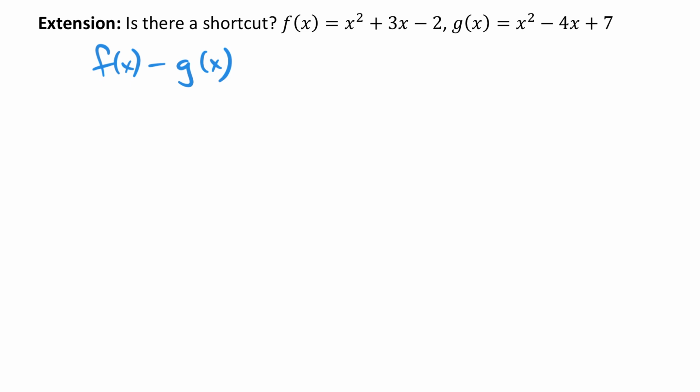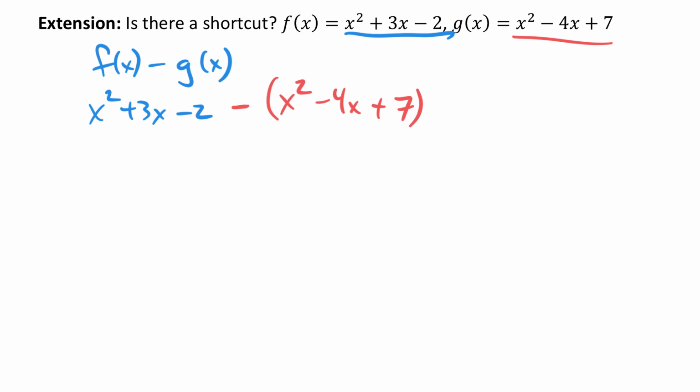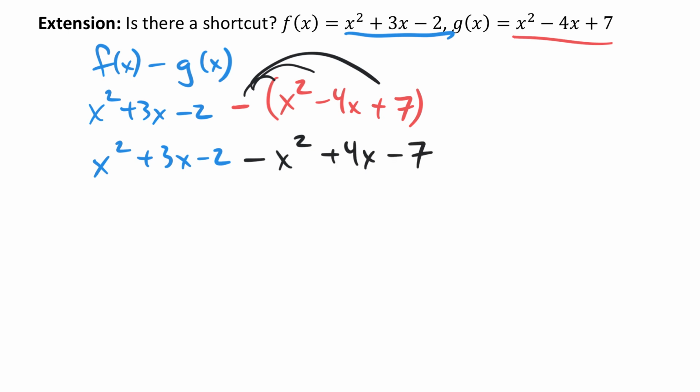All right, so if we plug in f of x here, we'd have x squared plus 3x minus 2. And if we plugged in g of x, we'd have to subtract x squared minus 4x plus 7. Now that negative has to distribute to each one of the terms. So we're going to get x squared plus 3x minus 2 minus x squared plus 4x minus 7. And the x squareds are going to cancel. So we'll have 7x minus 9.